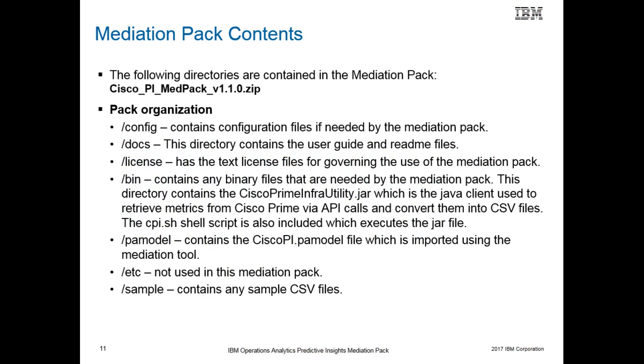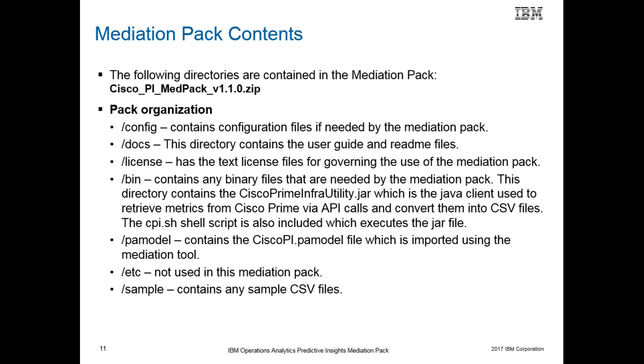After you download the Cisco Prime Infrastructure Mediation Pack, you must uncompress the zip file, which contains the following directory structure. The config directory does not contain any files for this Mediation Pack. The docs directory will contain the user guide and the README files. The license directory contains the license files that govern the usage of the Mediation Pack.